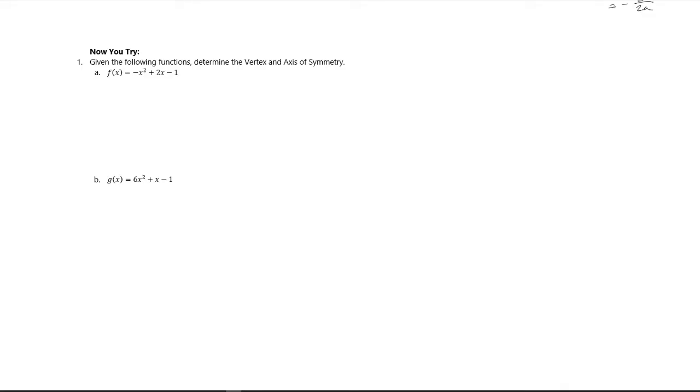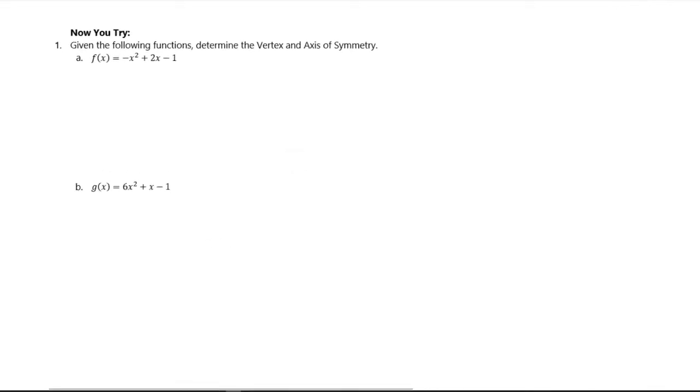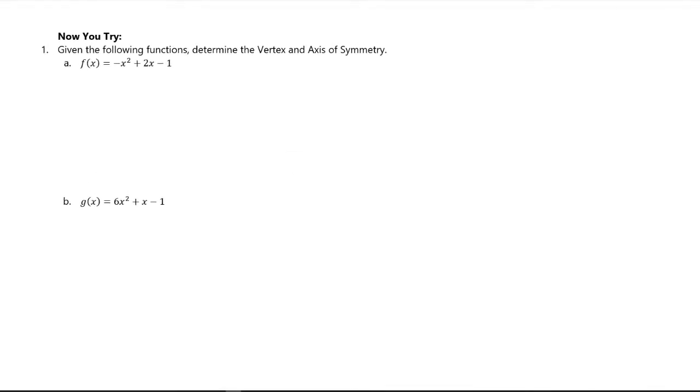All right, welcome back. This is Noah, and let's go through the solutions to the Now You Try problems on determining the vertex and axis of symmetry of a parabola given its quadratic function. So let's just remind ourselves the formula that we're using is that the x value of the axis of symmetry is going to be given by negative b over 2a.